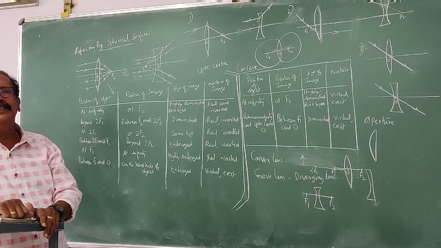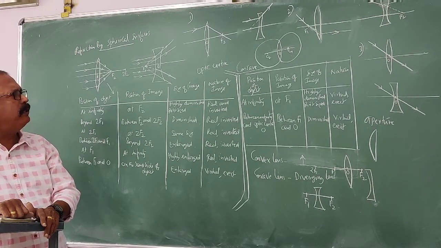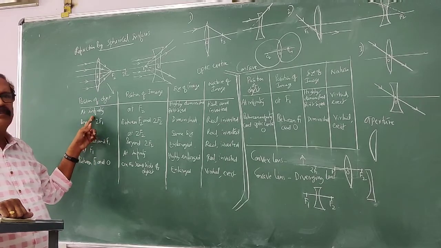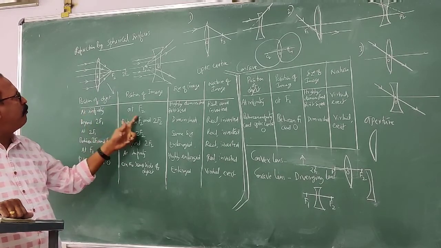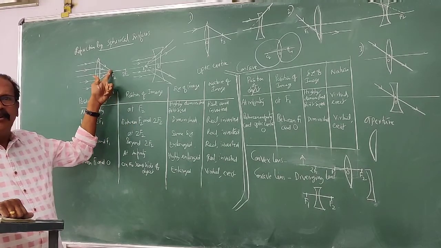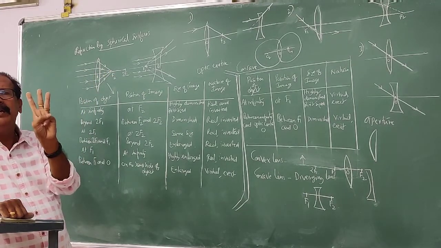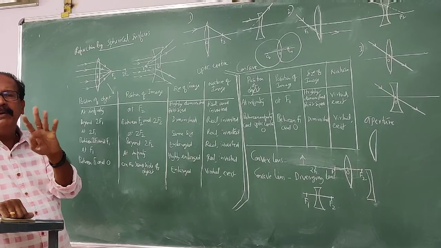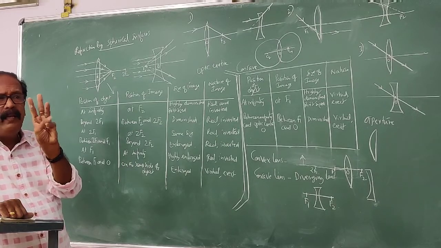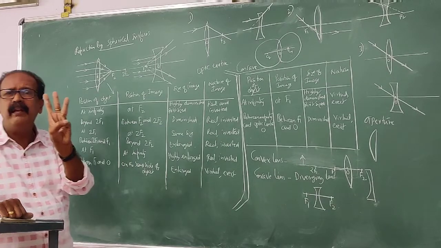Now, how will you construct images? How will you prove this? Object at infinity, image is formed at the focus on the right side. How? With three rays we are proving it. Three kinds of rays. In mirrors we used four rays, and here we are using three rays. What are the three rays?